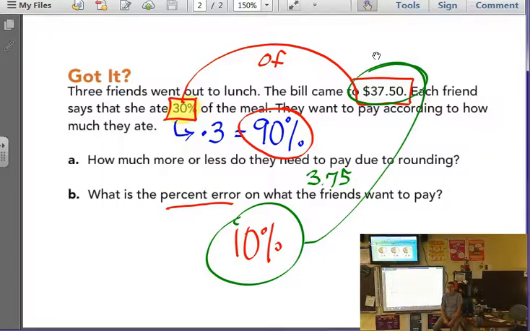And most servers do not make very much money, so if somebody shorts them on their bill, a lot of times the server has to pay for it, because somehow the boss says, well, that's your fault. It's not. A lot of servers get mistreated.